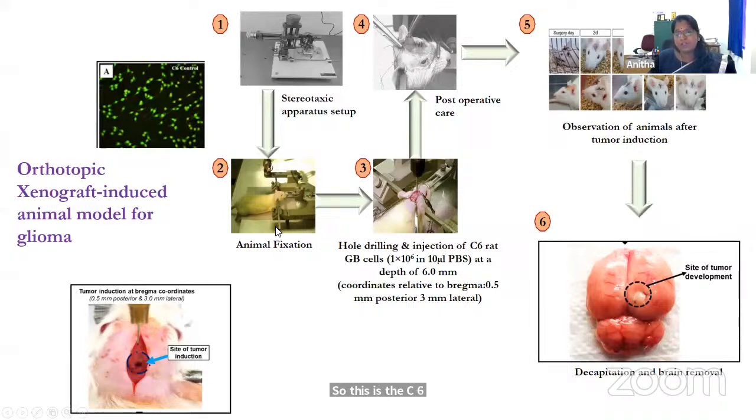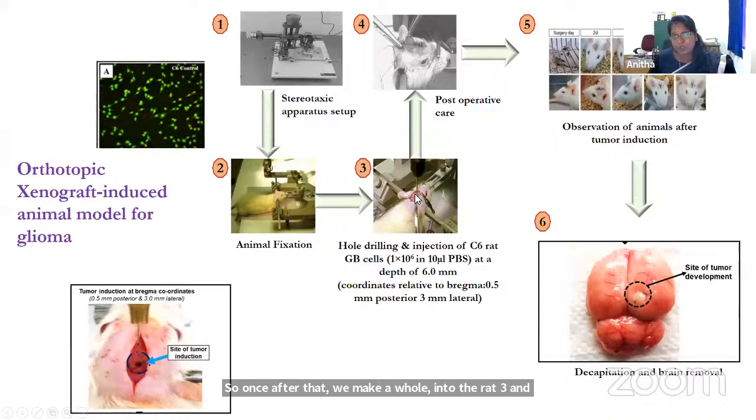We fix the rat into the stereotactic apparatus at a particular bregma point in the brain. After that, we make a hole by drilling into the rat brain, and from the cell culture, we inject these C6 cells exactly at this particular point. We make the hole with the help of a driller, and then we inject the C6 rat glioma cells into the rat brain. After that, we close the rat skull and leave it for post-operative care.